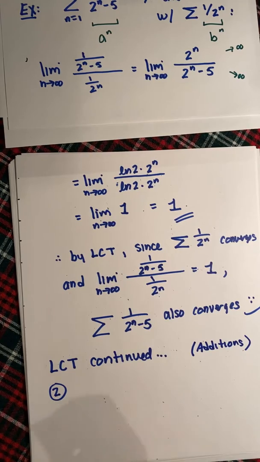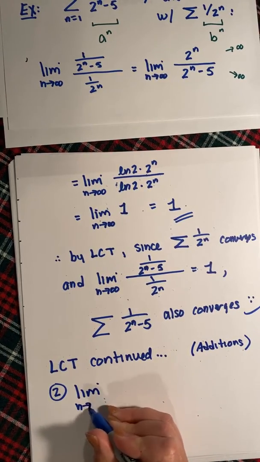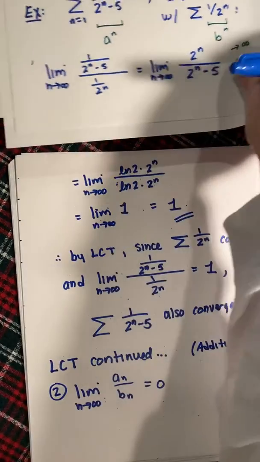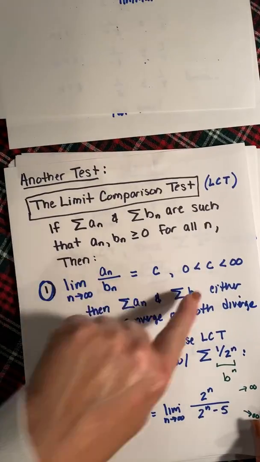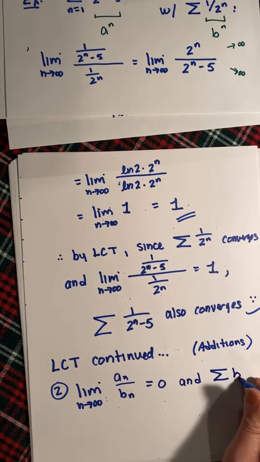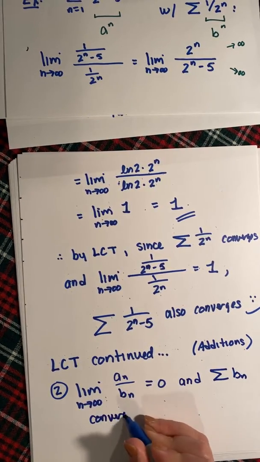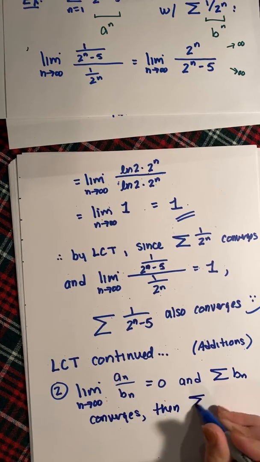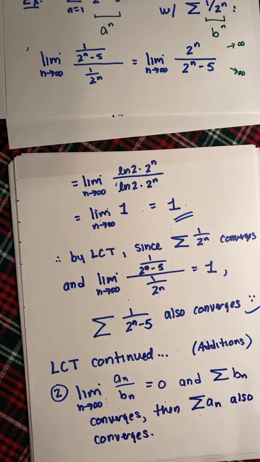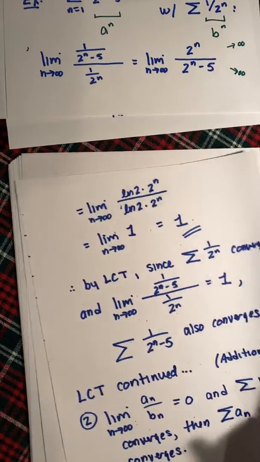So there's more conclusions we can make if this limit, as n goes to infinity, of an over bn is equal to 0. Here, we can make the conclusion that they behave the same if the limit is positive, but if the limit equals 0 and the one we know converges, then the one we're looking at must also converge. Okay, now be careful. If this limit equals 0 and bn diverges, we can't make any conclusions. So if the limit equals 0 and the denominator series converges, then we can conclude the numerator series converges.